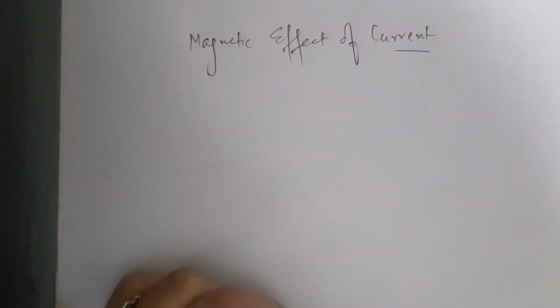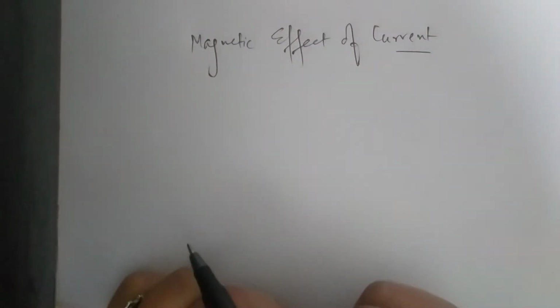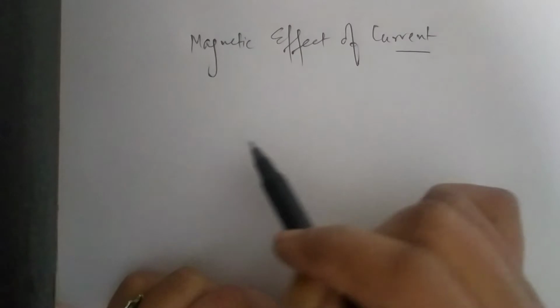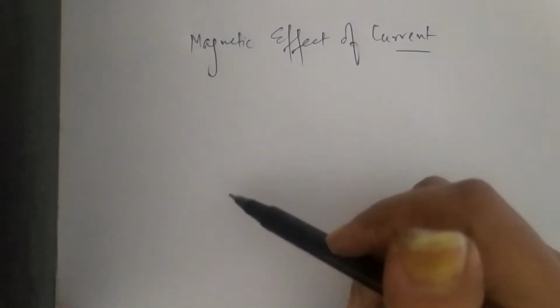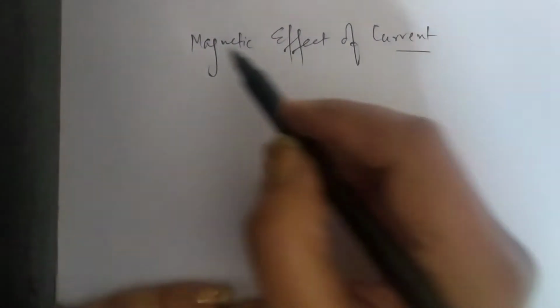What we have discussed in the first lecture is Oersted's experiment, how it was discovered. After that, the magnetic field lines of a bar magnet and how to draw them using a magnetic compass as well as using iron filings. So we'll continue further now.